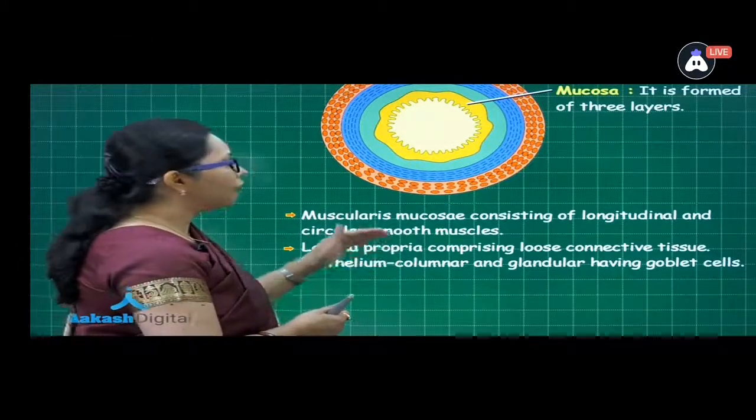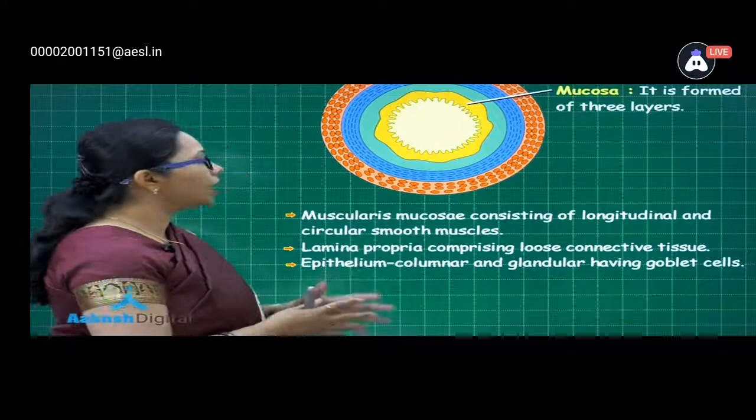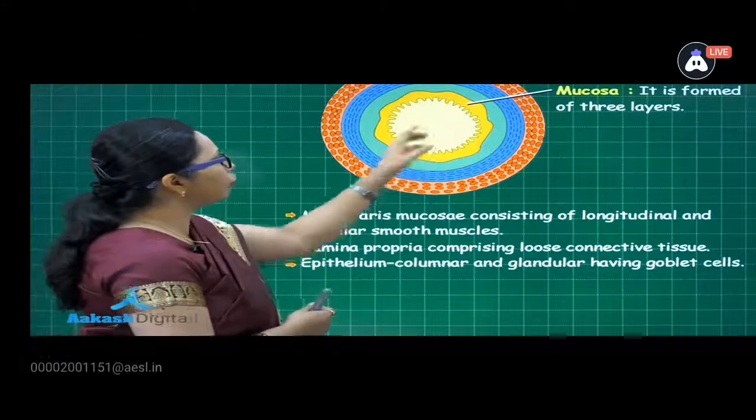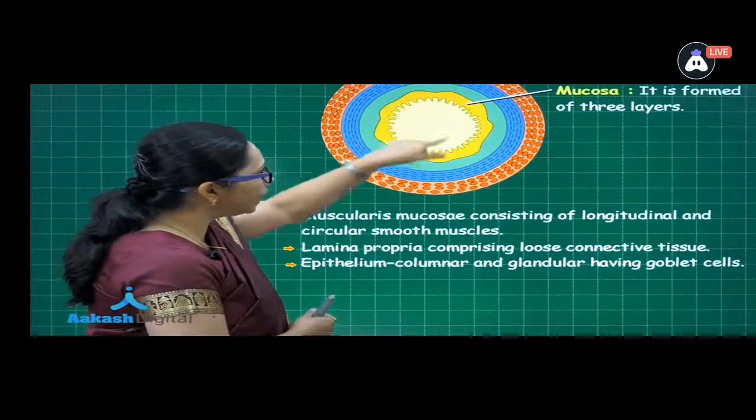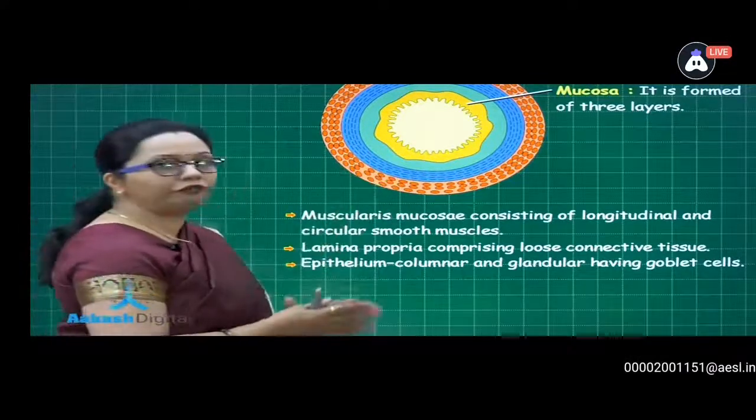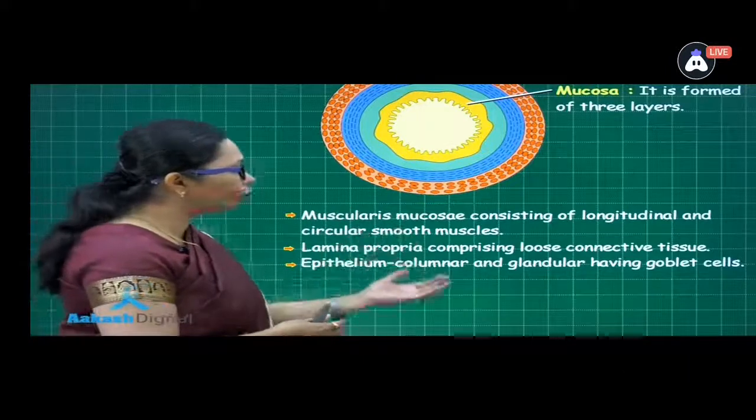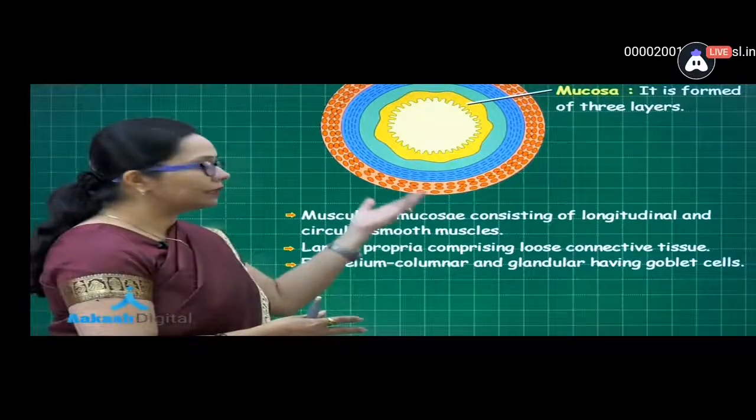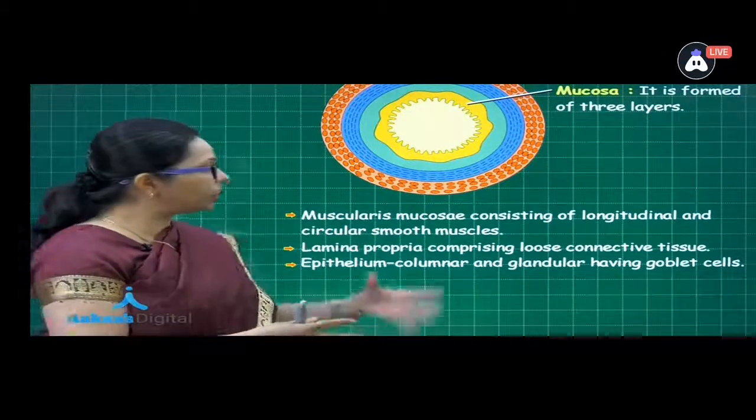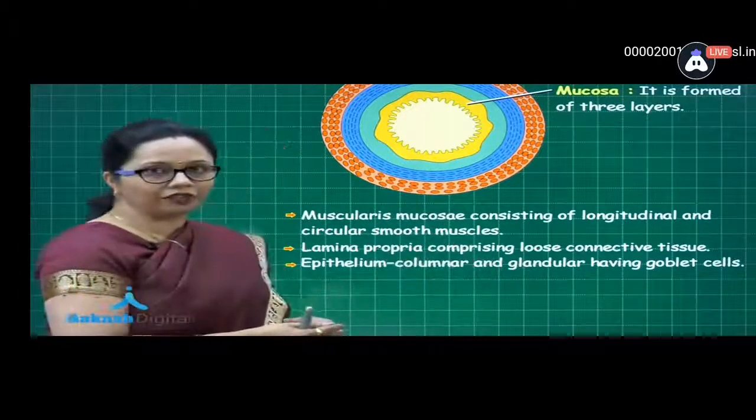Then below that there is the lamina propria, which again comprises loose connective tissue, that is areolar, and innermost, the one which is lining the lumen, there would be epithelium. And the kind of epithelium we find in our GIT is columnar epithelium. Since we have named it mucosa, all along there are goblet cells present, so it is glandular as well.